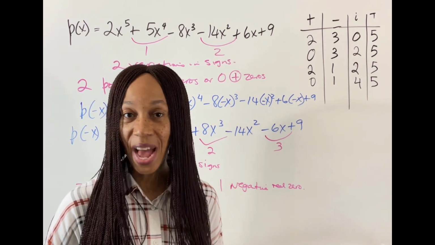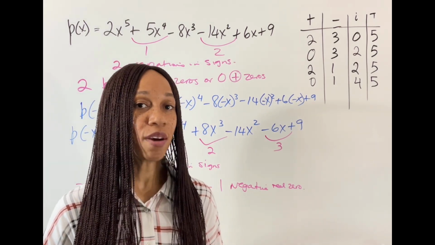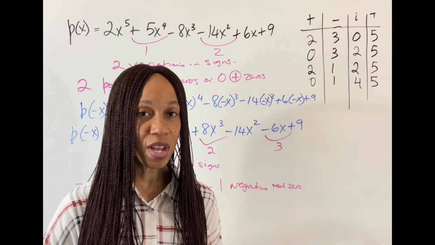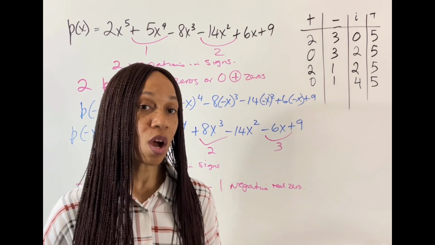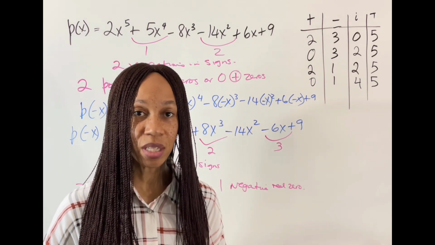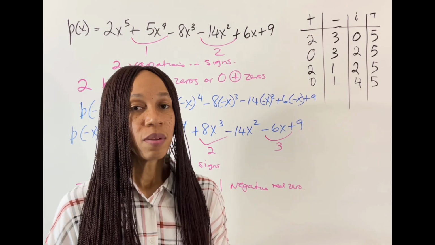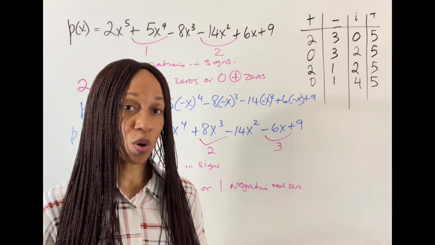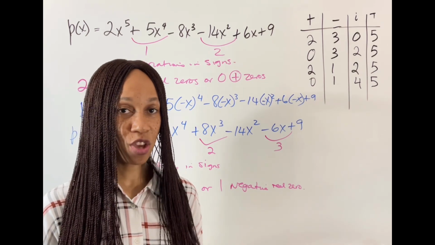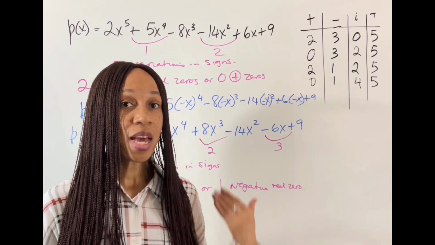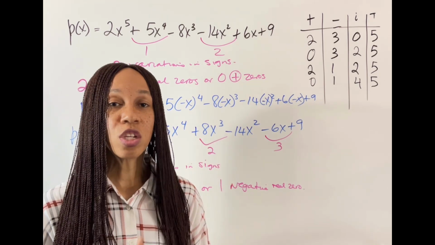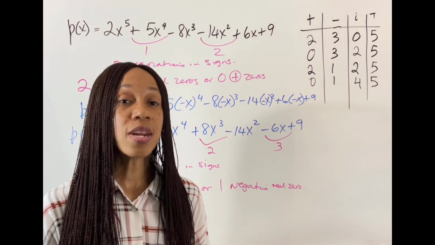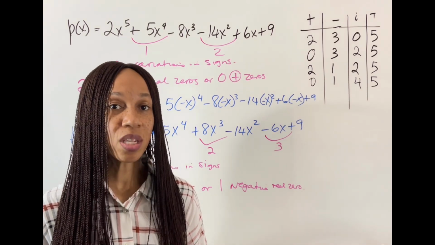I hope that this video has helped you tremendously, and now that you know how to determine the variations in sign for the positive real zeros, and also come to the conclusion of how many positive real zeros you will have, or the amount which is less than the whole number. And since you also know that you have to apply your P of negative x to your polynomial to determine the number of variations in sign, and also the number of negative real zeros that you will have in that polynomial.